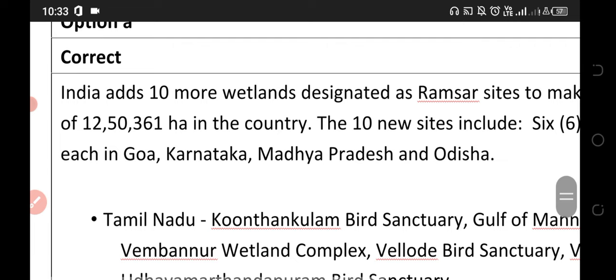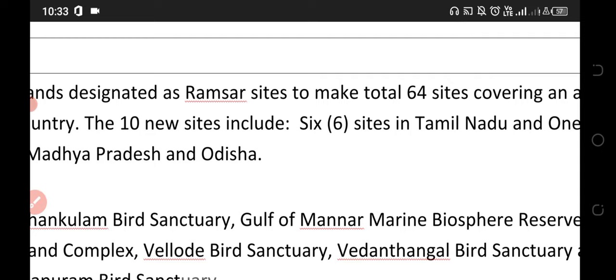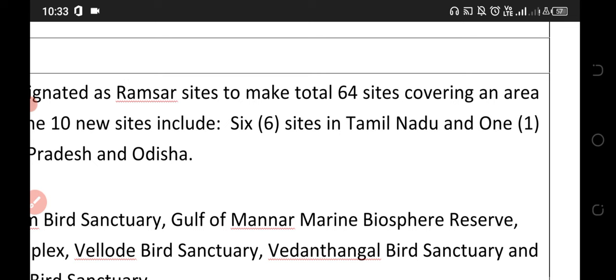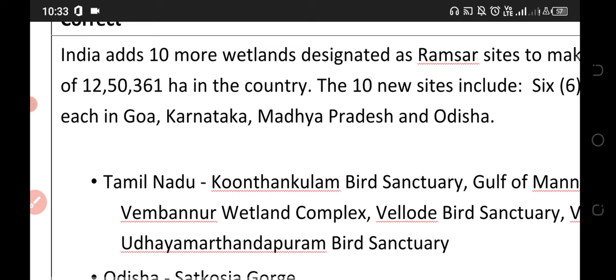India adds 10 more wetlands designated as Ramsar sites, for a total of 64 sites covering an area of 12,50,000 hectares. 10 new sites have been included, of which 6 are from Tamil Nadu, and one each from Goa, Karnataka, Madhya Pradesh, and Odisha.